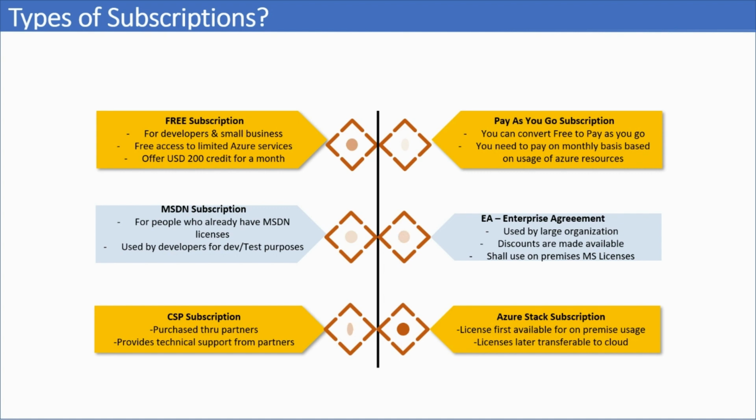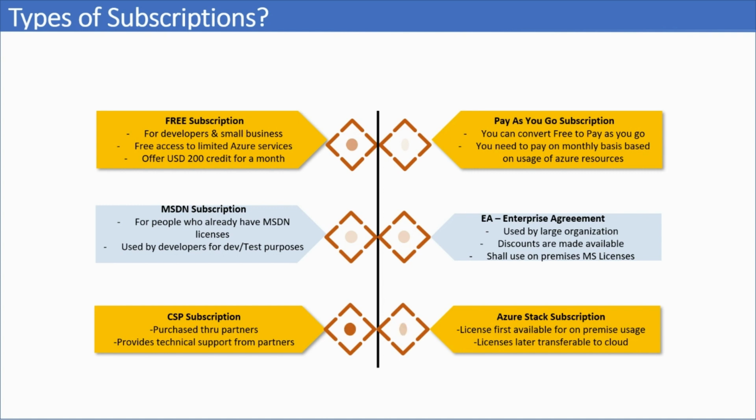Next comes the CSP subscription, or cloud service provider subscription. This subscription allows customers to purchase Azure services through a network of certified partners who provide additional services such as technical support and consulting. It can be useful for those organizations who are doing proof of concept, for which they can approach the partner for a quick remedy to any issues that are being faced during proof of concept development.